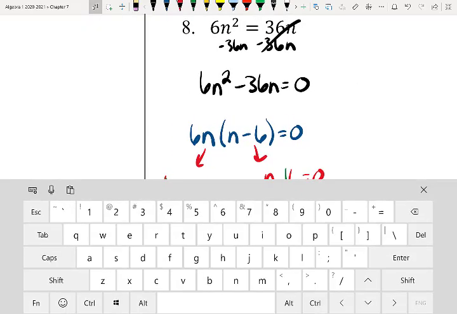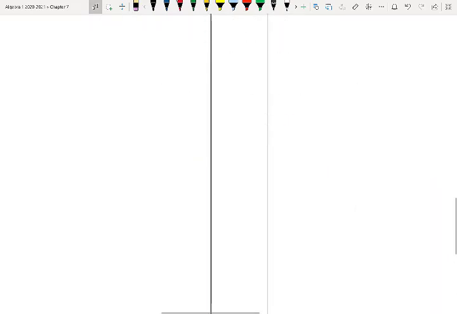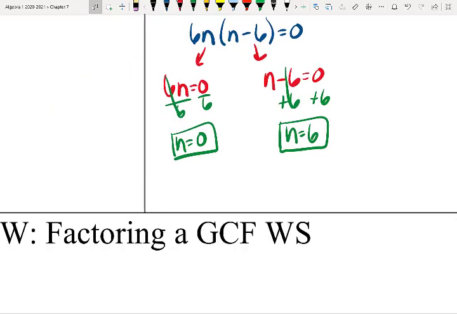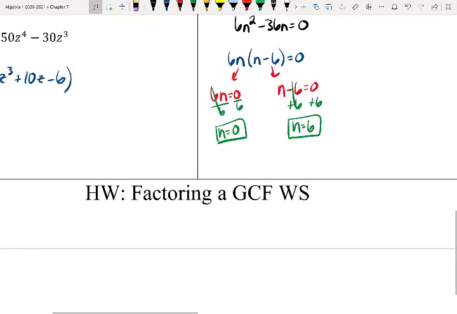All right, that's all I got for you. I don't know what's going on with my computer here. Stop it. That's all I got for you.